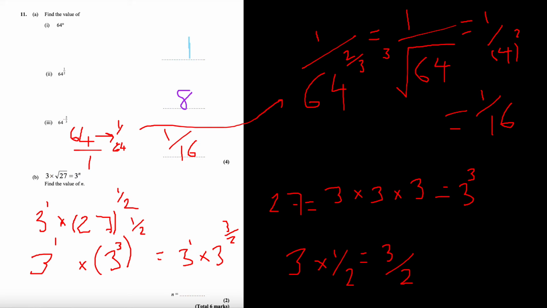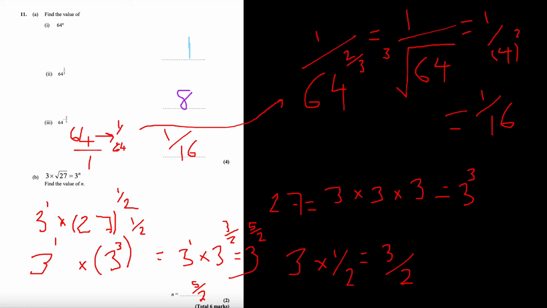Okay, so the final step now, I've got 3 to the 1 times 3 to the 3 halves. I'm going to add my powers, so 1 plus 3 over 2 is 5 over 2. So n is equal to 5 halves, or 2.5. Okay, that is something that I've seen appear on exams before actually.